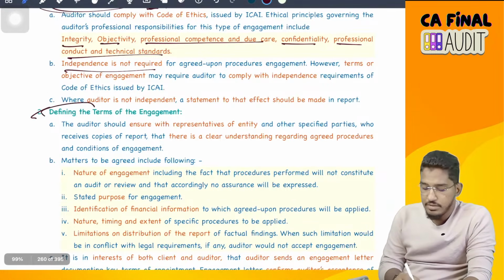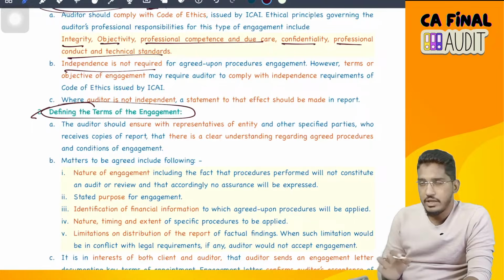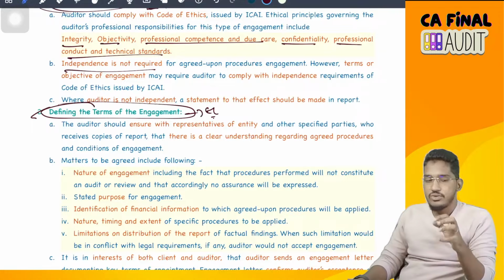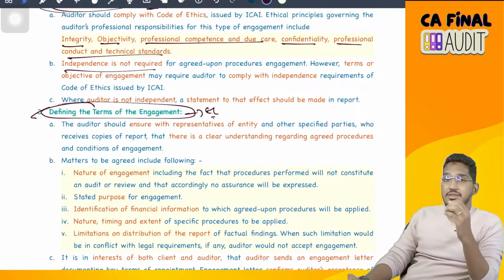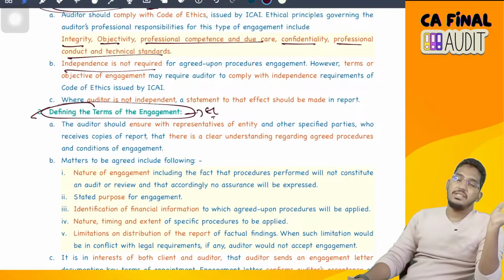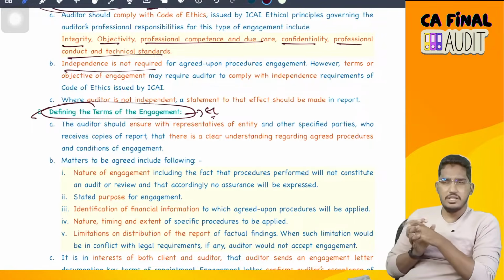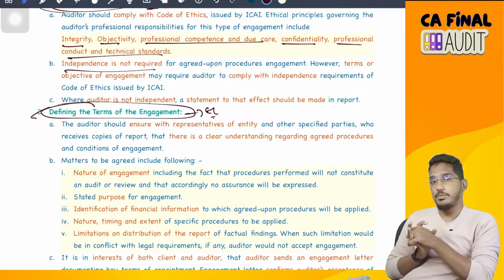Next, defining the terms of the engagement. Like in an audit engagement, we define the terms of engagement generally by way of what? Engagement letter. Do you think in the case of agreed upon procedures also an engagement letter is required? More required than when compared with the audit. It is more required. The terms of the engagement are very, very important in the case of agreed upon procedures.